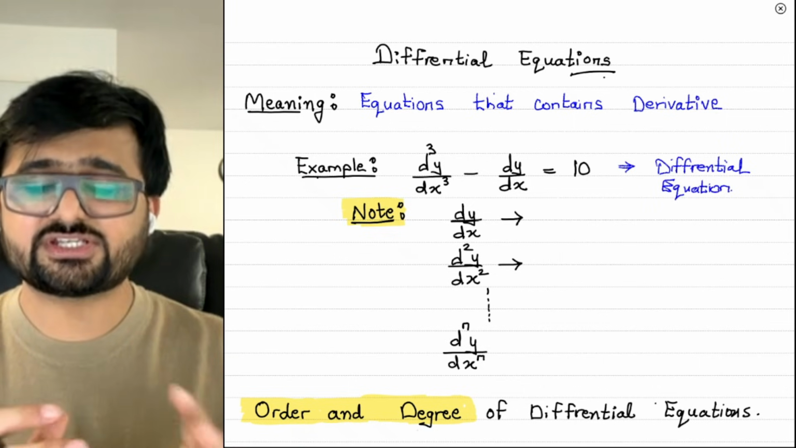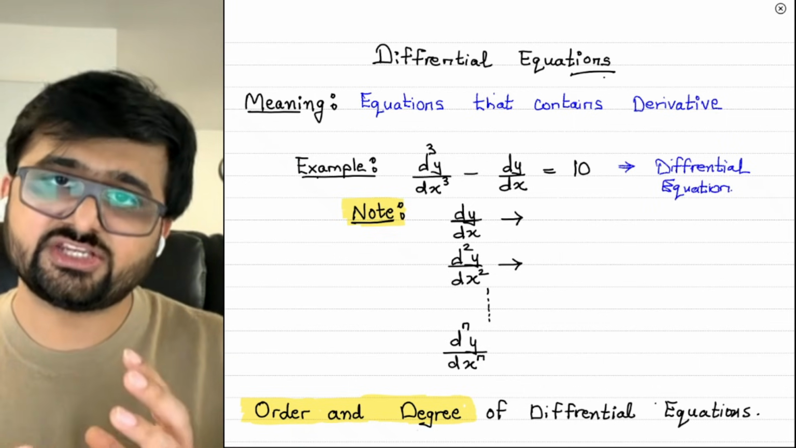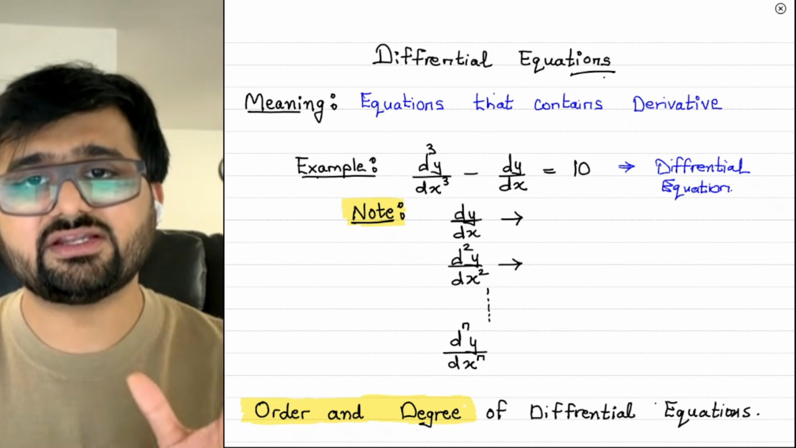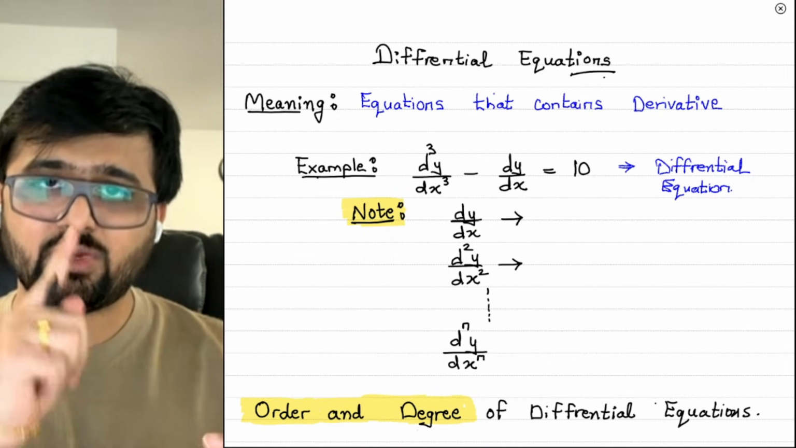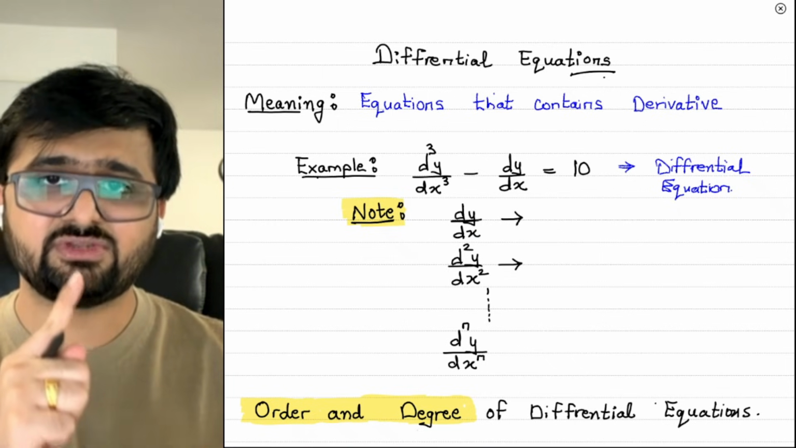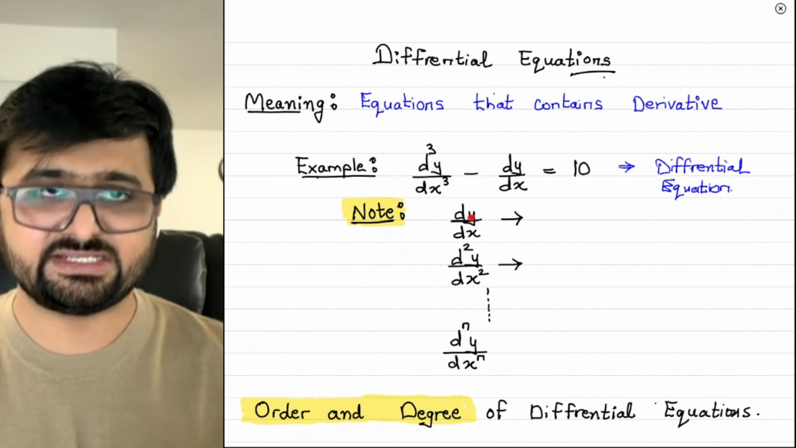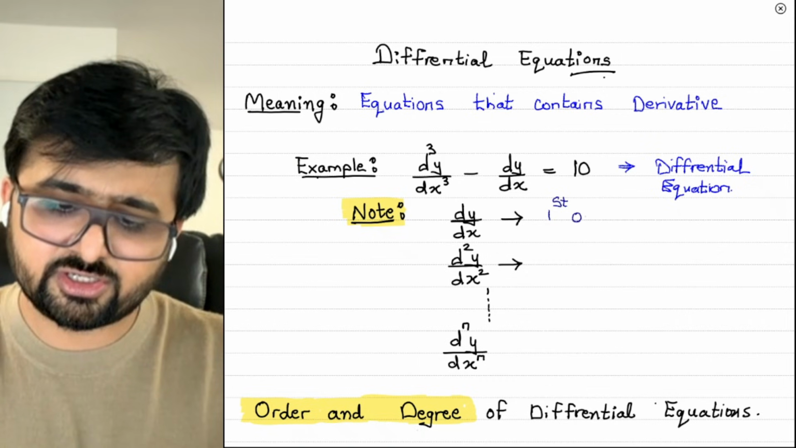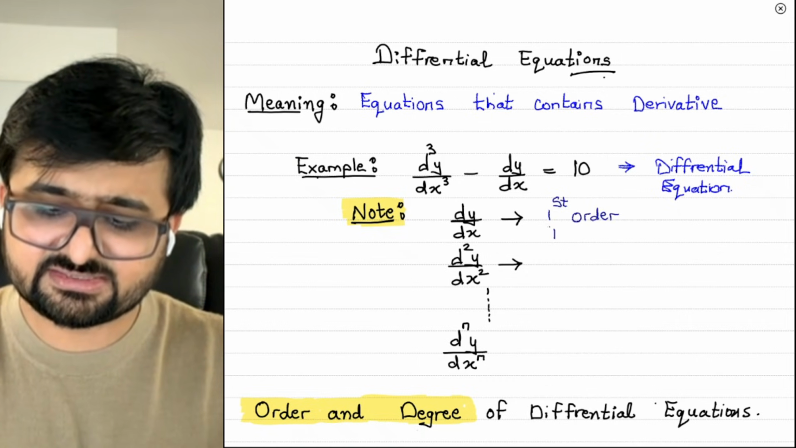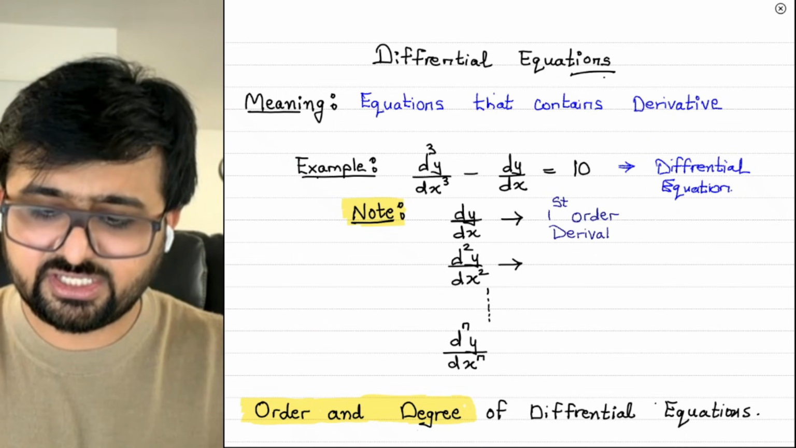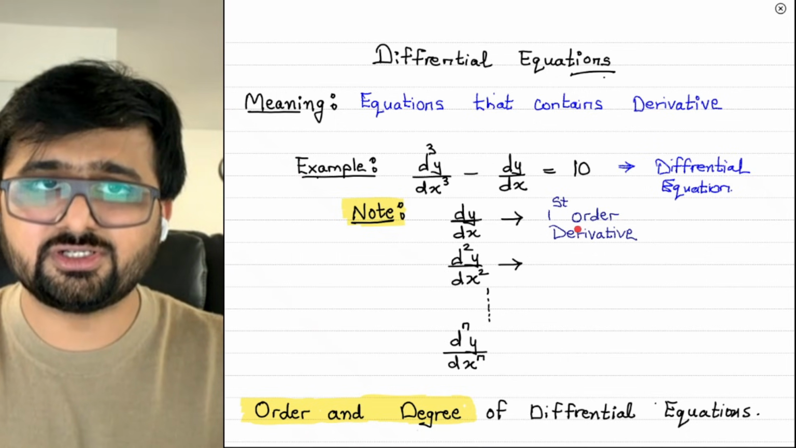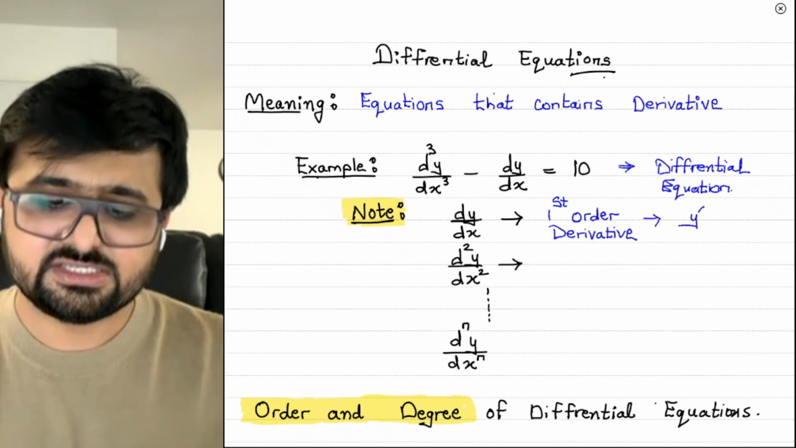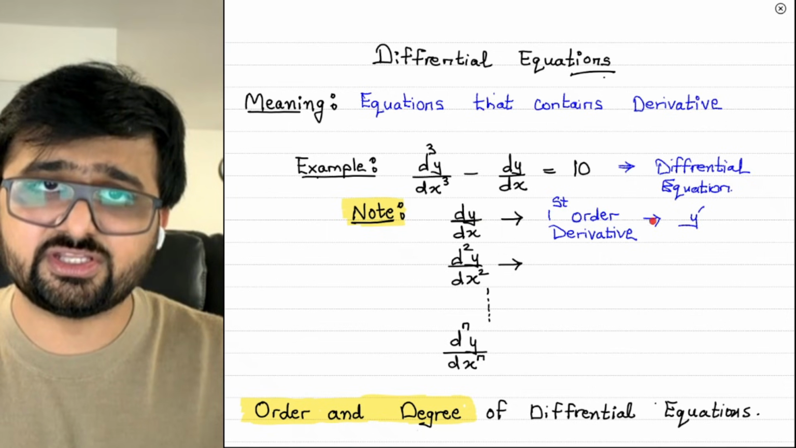Before looking at that equation in more detail, let us understand some notations. Whenever you have dy by dx, remember that in order to get dy by dx, you have to differentiate one time. You take the derivative once, only then you get dy by dx, which is why the dy by dx term is called the first order derivative. In this chapter, the first order derivative will also be represented as y dash.